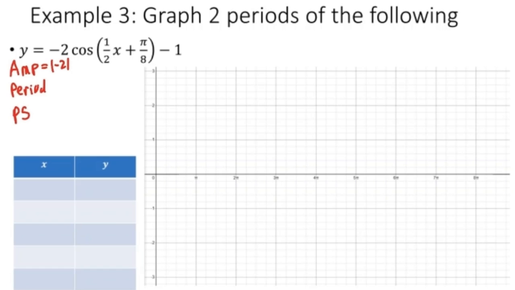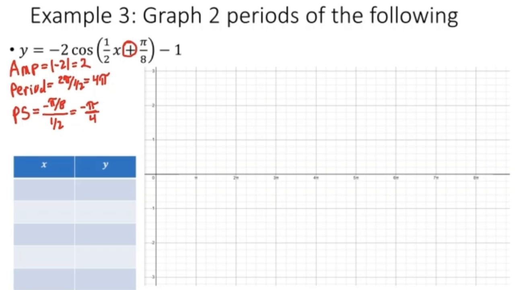Our amplitude is the absolute value of a, which is negative 2. Absolute value of negative 2 is 2. So our amplitude will be 2. Our period is 2 pi divided by b, which is 1/2, which means our period will be 4 pi. Our phase shift is c over b, but be very careful with the value of c. Because of the plus pi over 8, that means our c is negative pi over 8, and our b is still 1/2, which means our phase shift is negative pi over 4.